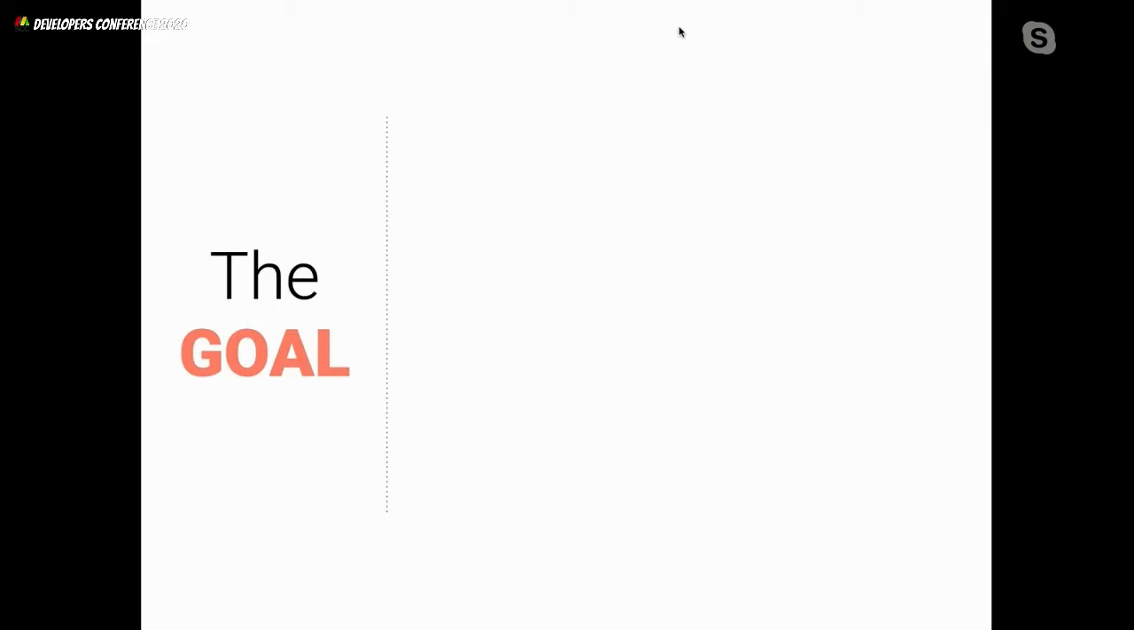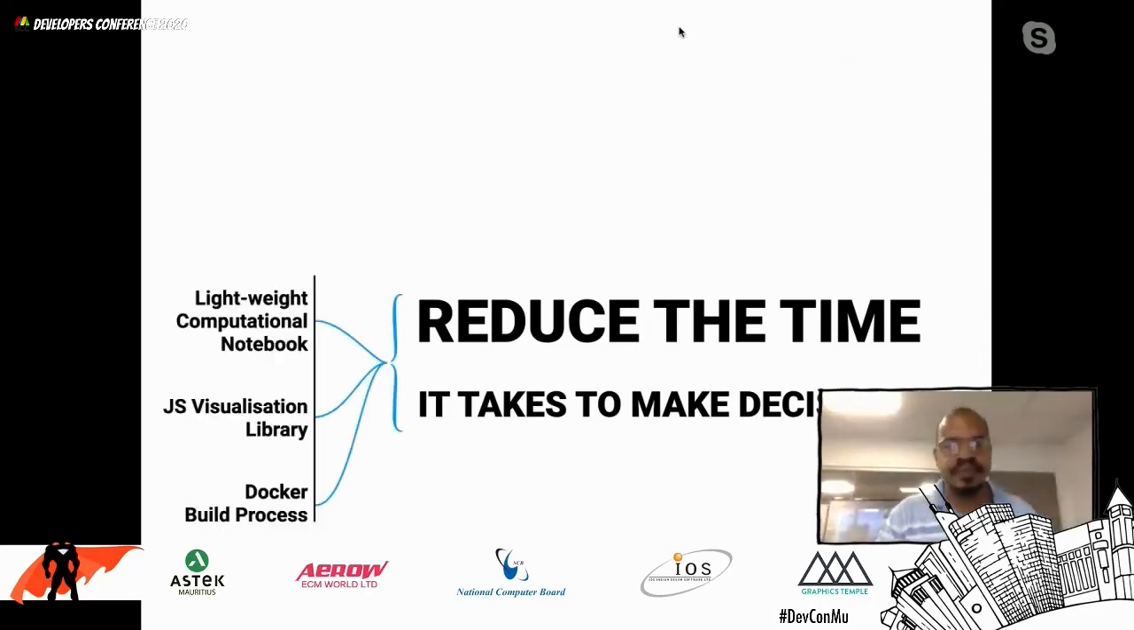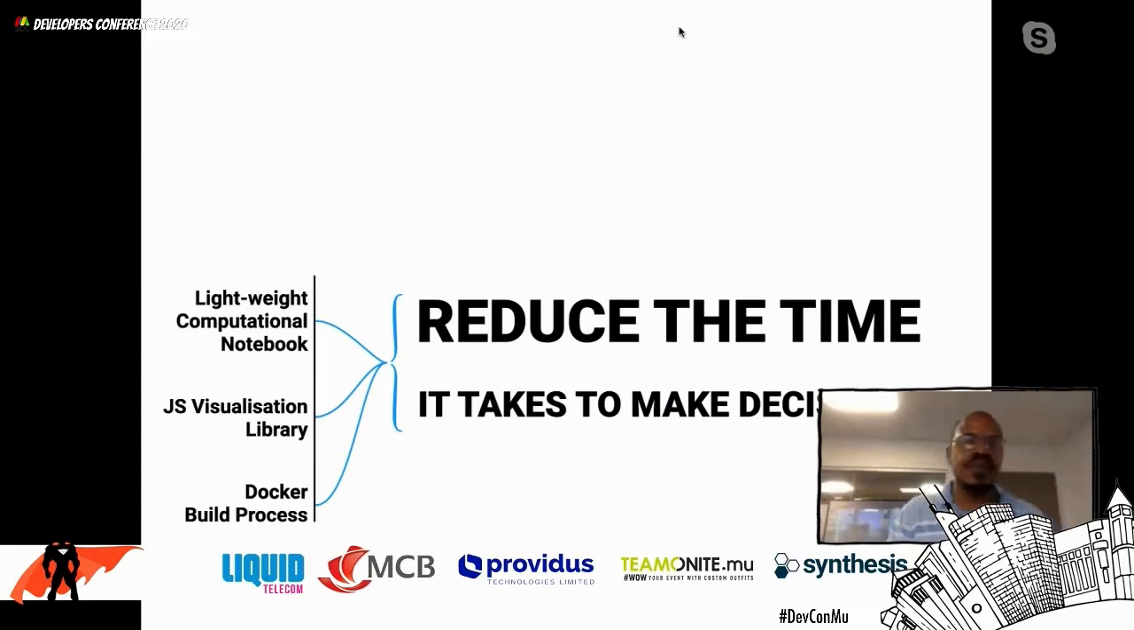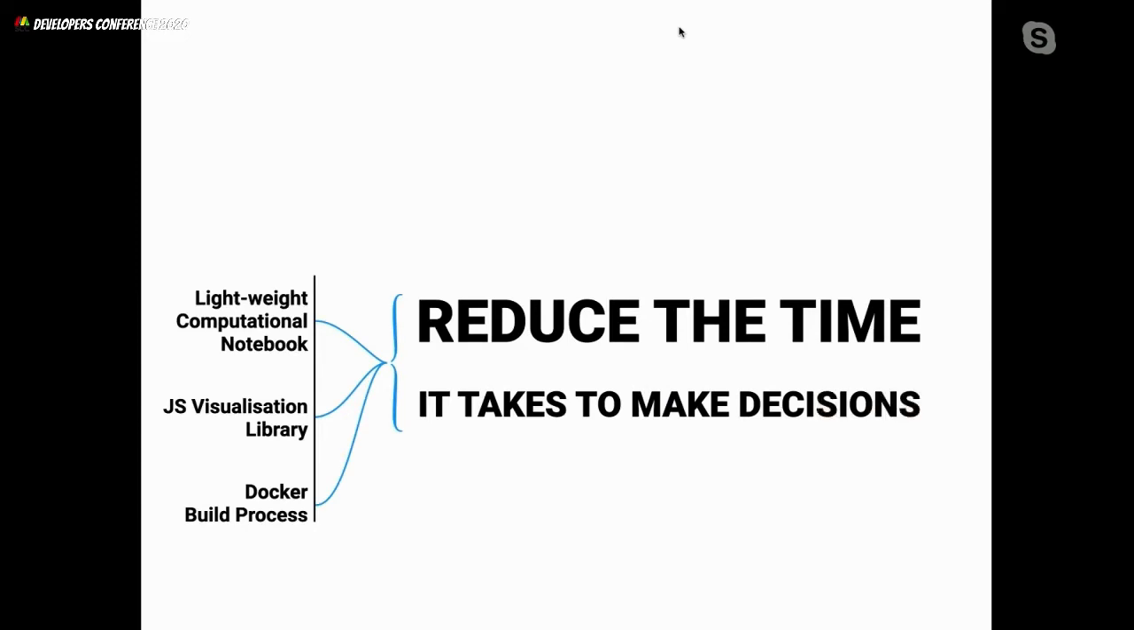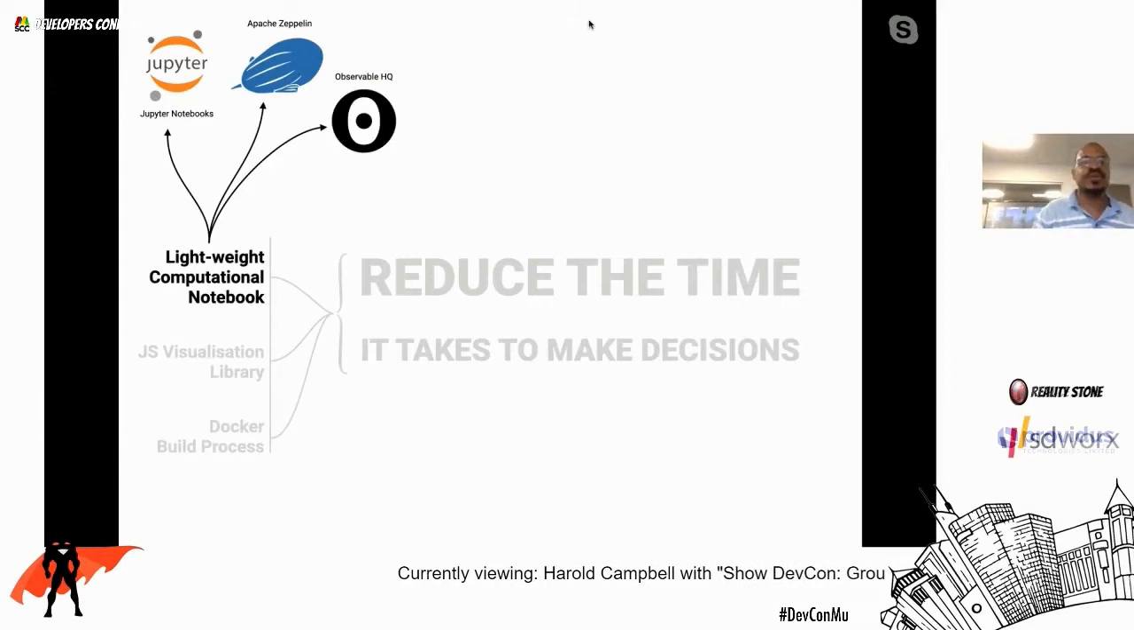So related to the talk, I had this idea that I wanted to help teams or companies to be able to take their data and make better informed decisions, and to reduce the time it took them to actually make those decisions. And I planned to do this using what they call lightweight computational notebooks on top of a JavaScript visualization library that I wrote, and then using Docker as my kind of CI build pipeline process. Now, when we talk about computational notebooks, I'm talking about things like Jupyter Notebooks, Apache Zeppelin, and Observable HQ.